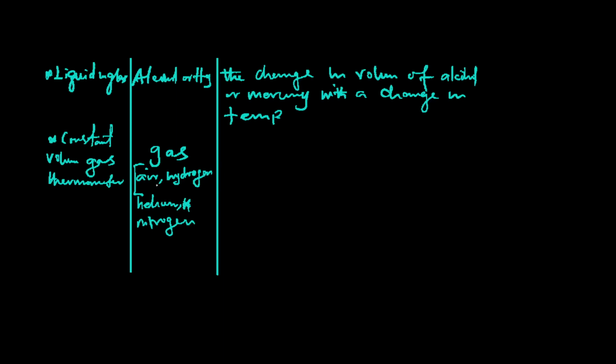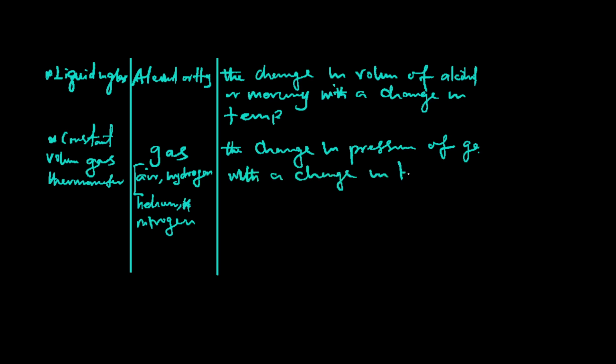Yes, sir. So what is now the thermometric property? The thermometric property is the change in pressure of the gas with a change in temperature. The change in pressure of the gas with a change in temperature is what we refer to as the thermometric property for the constant volume gas thermometer. Do you guys understand this now? Yes, sir.